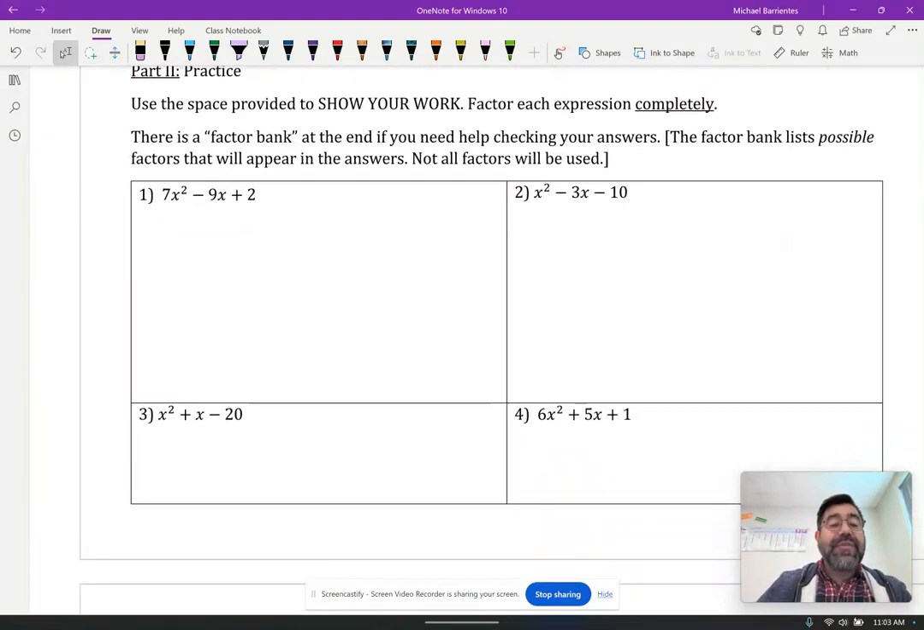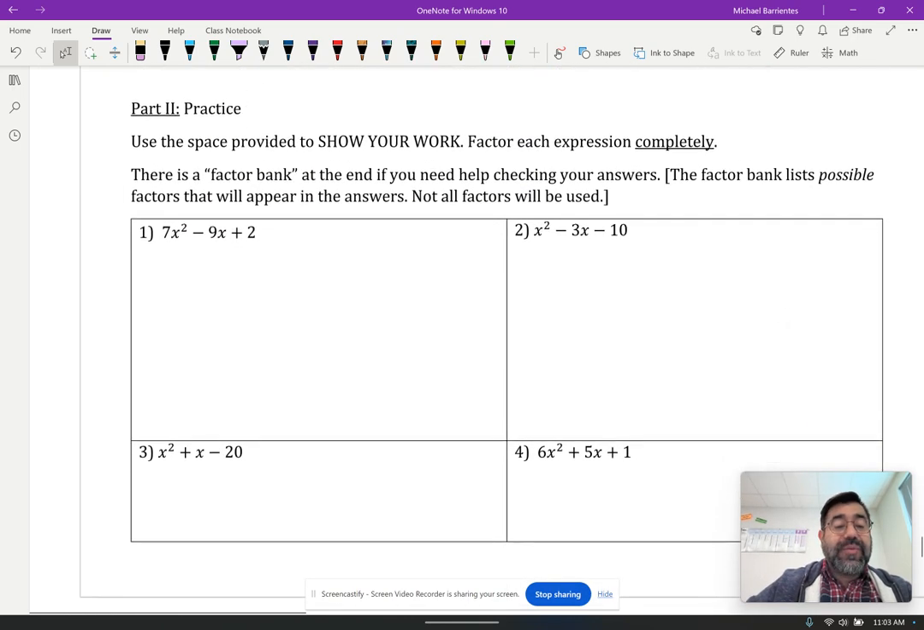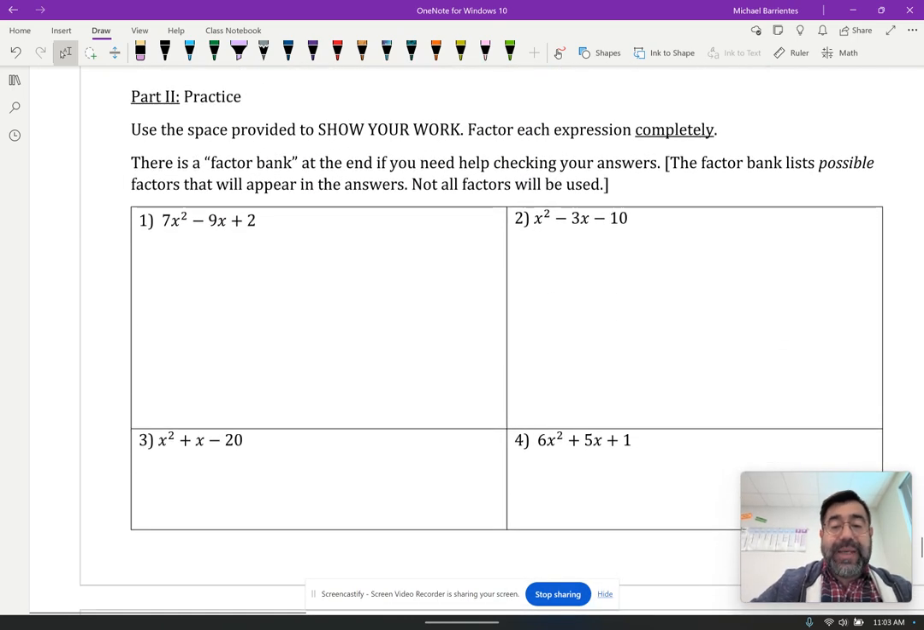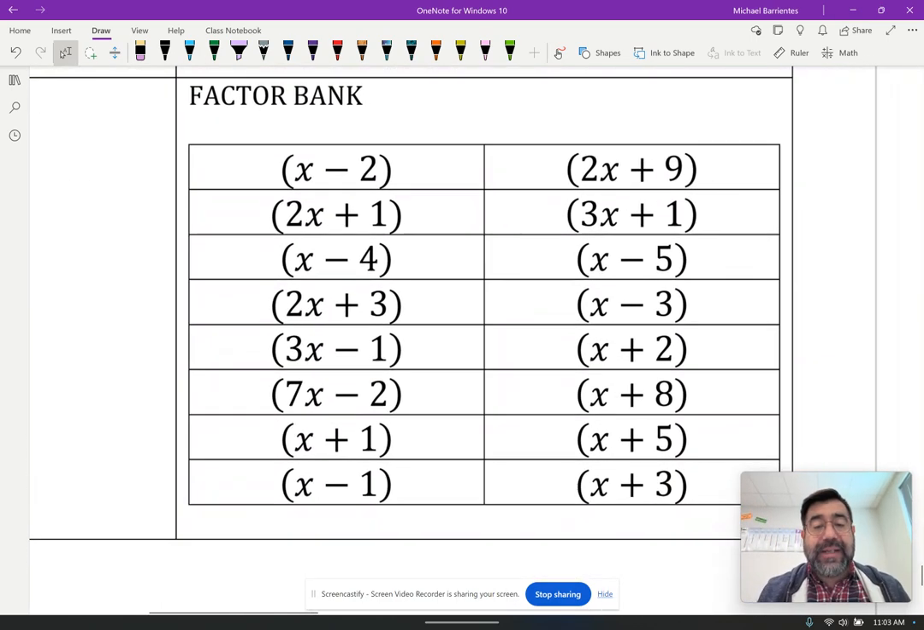I'm going to leave you with 7 examples for you to practice with. I'm going to leave you some space to do your box method. The other thing I'm going to give you is this factor bank. And what that means is all of the factors and all of the answers have to be on this list, and they only get used once.